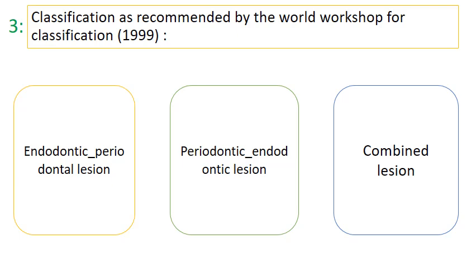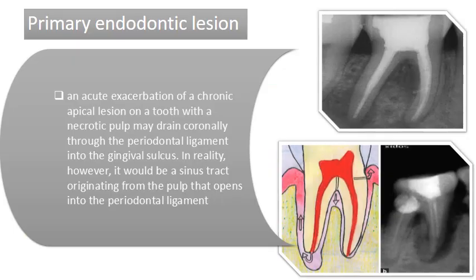Classification as recommended by the World Workshop for Classification, 1999: endodontic periodontal lesion, periodontic endodontic lesion, and combined lesion. Primary endodontic lesion. An acute exacerbation of a chronic apical lesion on a tooth with a necrotic pulp may drain coronally through the periodontal ligament into the gingival sulcus. In reality, however, it would be a sinus tract originating from the pulp that opens into the periodontal ligament.